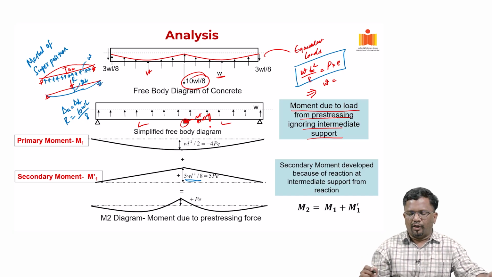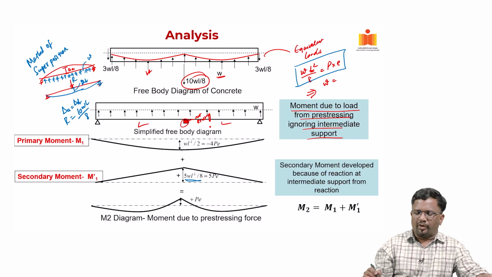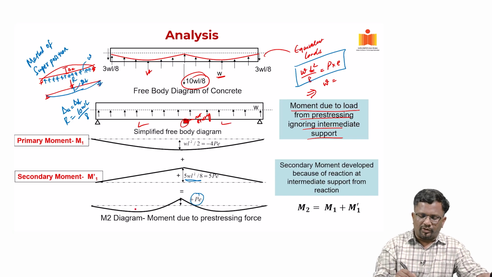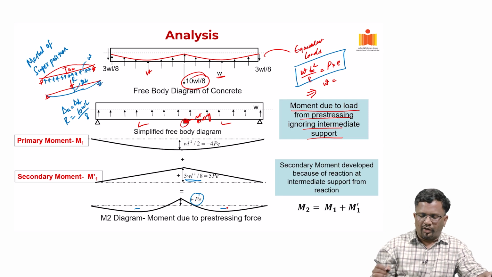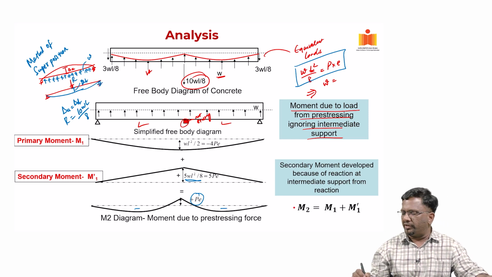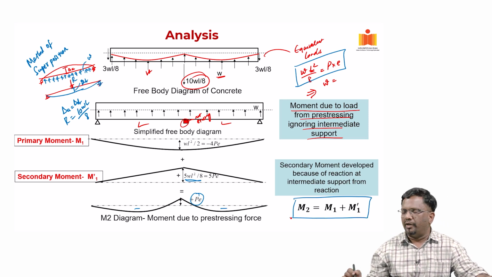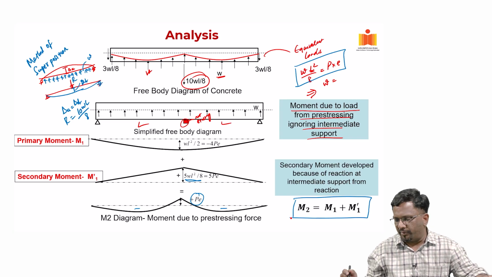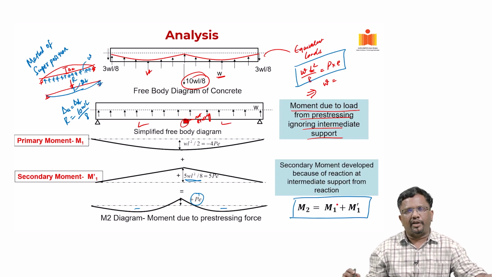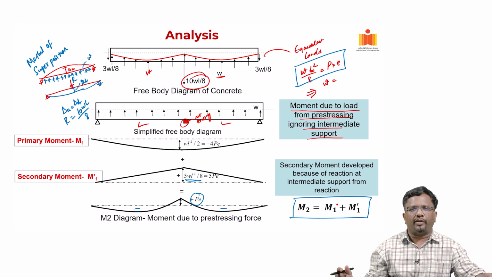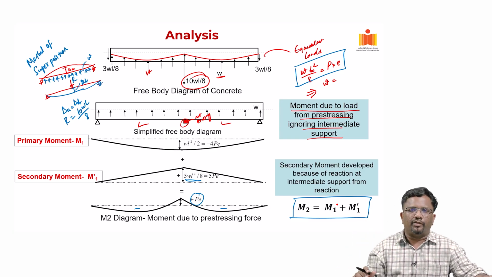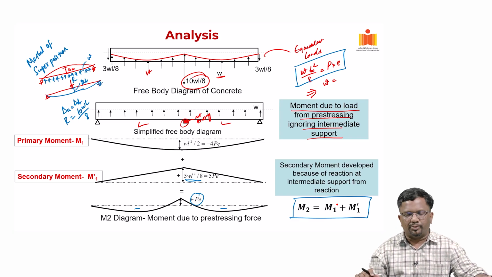So the net final moment due to pre-stressing is going to be this. I am going to have some positive moment at the support, some negative moment here. Okay, I need to superpose M1 plus M2. In other words, M2 can be written as M1 plus M1 prime. M1 is a primary moment diagram and M1 prime is the secondary moment diagram, including the effect of the reaction that is developed, and that is going to create some additional moment, secondary moments, which need to be considered.